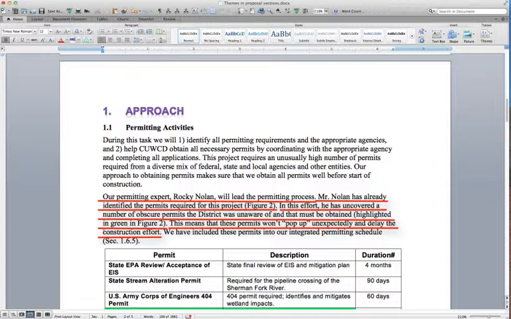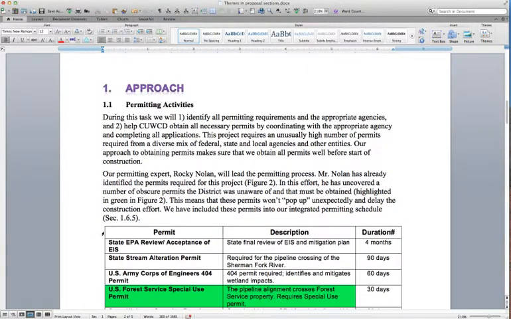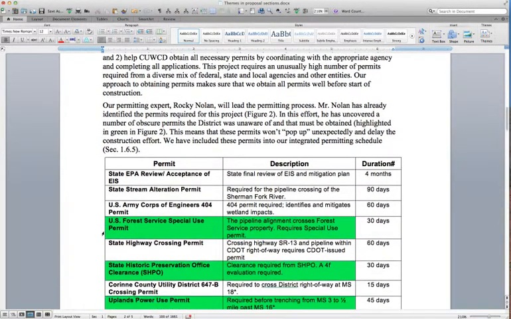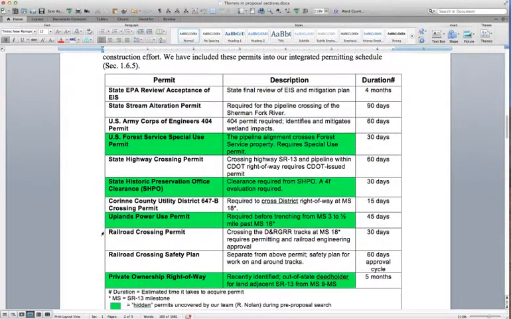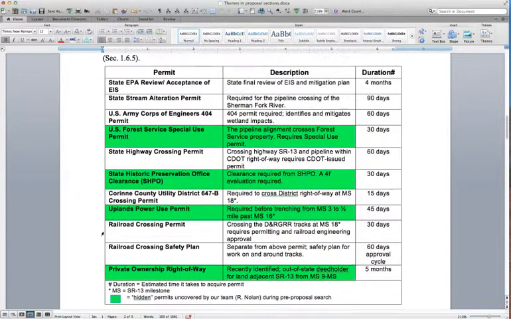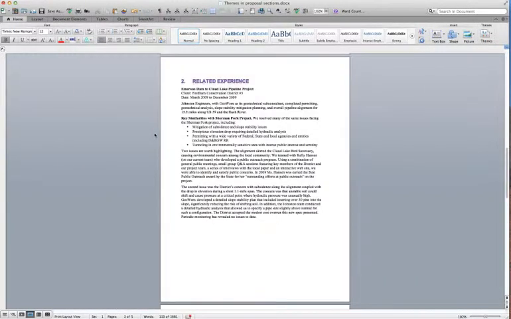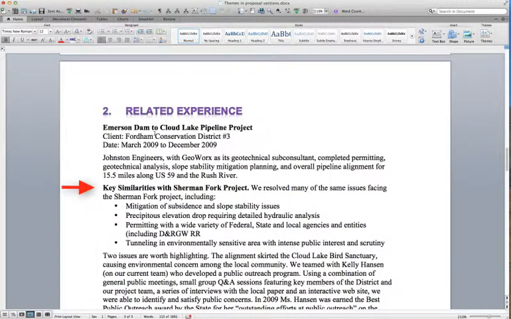If you will recall from the Win Strategy session, this is exactly what Alice wanted to avoid. And now the table below reinforces the message by highlighting in green the hidden permits we found. This means that we will not be surprised at the end of the project by permits that can delay construction start. In the related experience section, we highlighted a project that had very similar characteristics to the one we are proposing on.